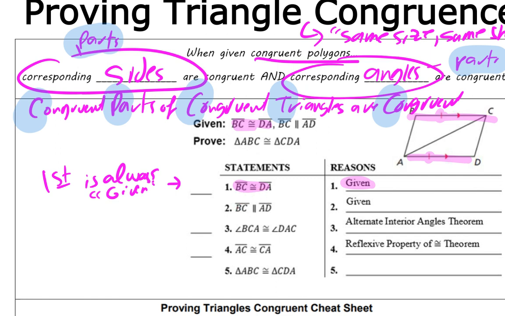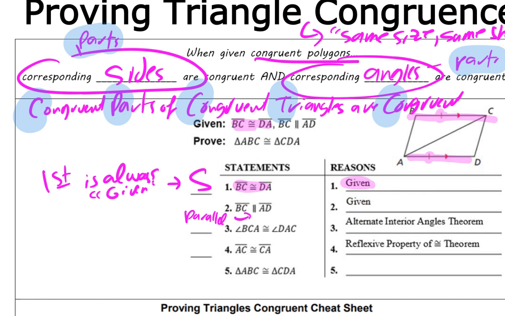Now, what is that talking about? What kind of parts? Are those angles or sides? These are sides, so let's write S for side over there. Next, BC is parallel with AD. This means parallel. If we look over here, BC is parallel with AD because of this symbol. How do we know that? Well, that was also given, so that's why we wrote given there.